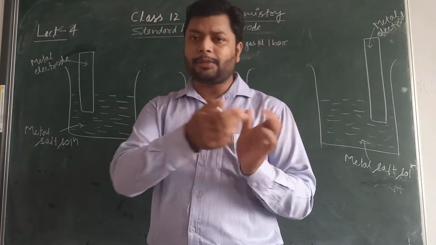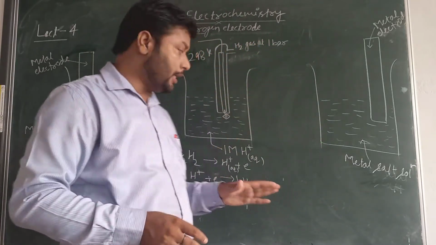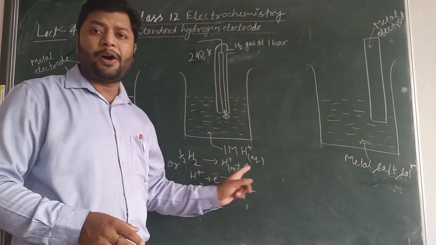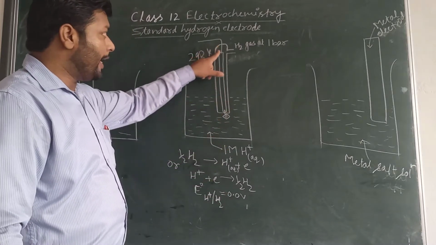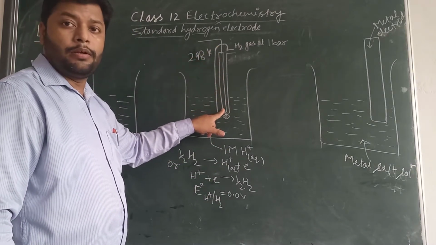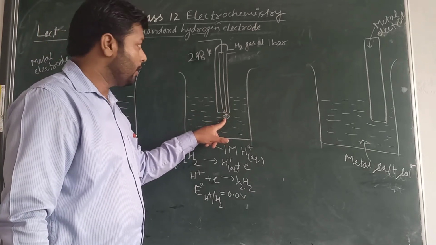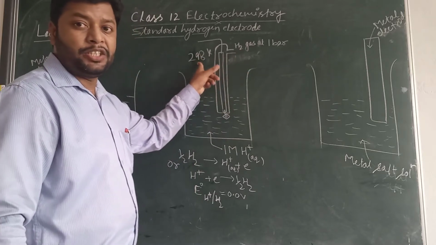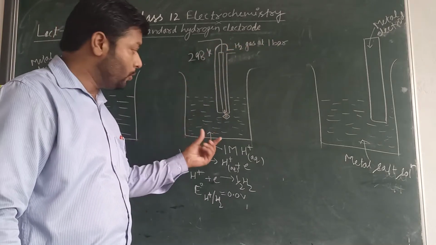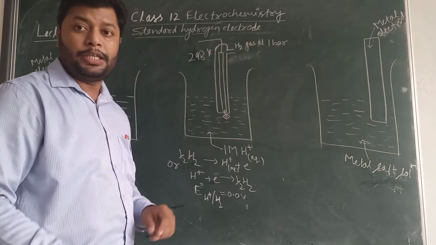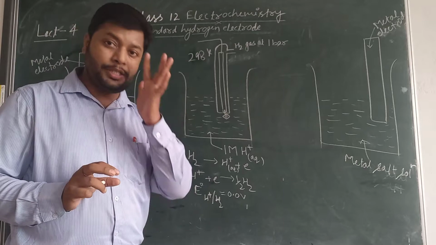Because in the last lecture I was explaining that the hydrogen electrode has a zero potential in the case of oxidation as well as in the case of reduction. When we have a platinum electrode coated with platinum particles, platinum black, at 298 Kelvin and 1 bar pressure, and hydrogen gas is bubbled through a 1 molar acid solution, there is no potential observed in a galvanometer.